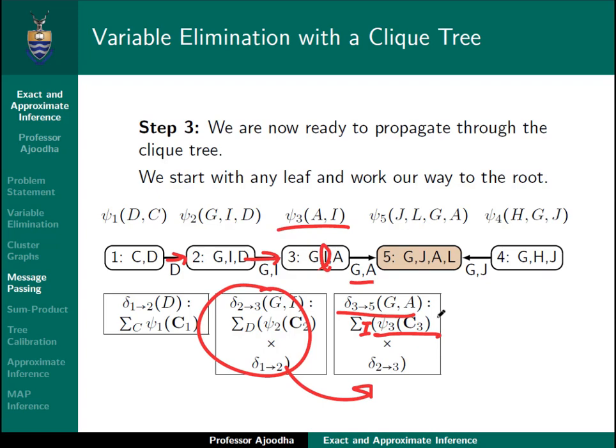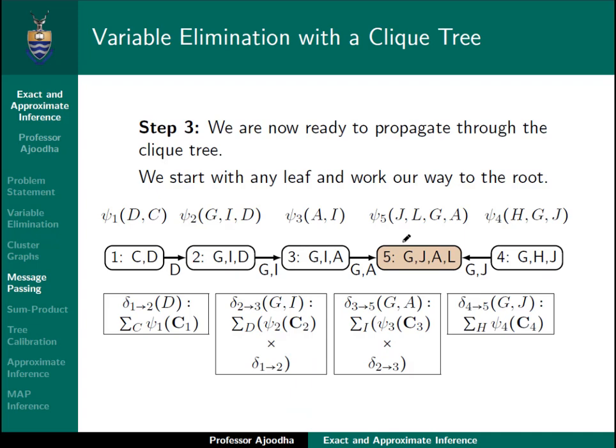Can you see that this message wouldn't have been possible if it was not for this, and this message wouldn't have been possible if it was not for this? So we need to have the preceding messages in order to calculate the next one. And so this now becomes the next message to be passed on. Why can't we compute 5 yet? We can't compute 5 yet because we do not have the last message coming from the side. So we've got to get this message first in order to compute 5.